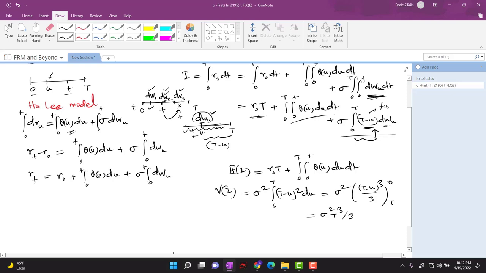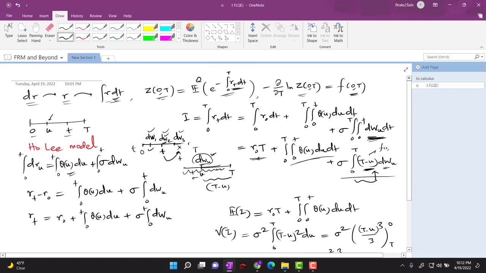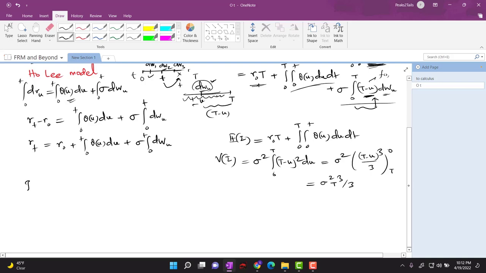And what is I? I is the integral of r(t) dt. We are almost there. Now we need to find out the expectation of e to the power minus I. Note that I is an Ito integral, right? It will follow a normal distribution with this expectation and this variance. So I follows a normal distribution with this mean and this variance. Then minus I will follow a normal distribution. Mean will become negative, but variance will remain the same.